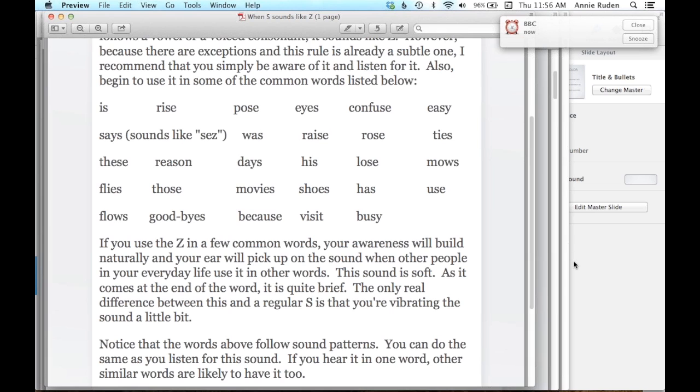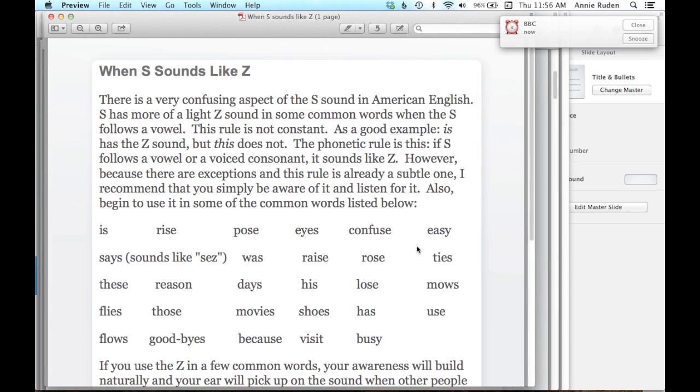All right, so essentially the basic rule is if the S comes right after a vowel or a voiced consonant, then we get the Z sound for it. Okay, that's as best as I can do. Thanks, Wilson.